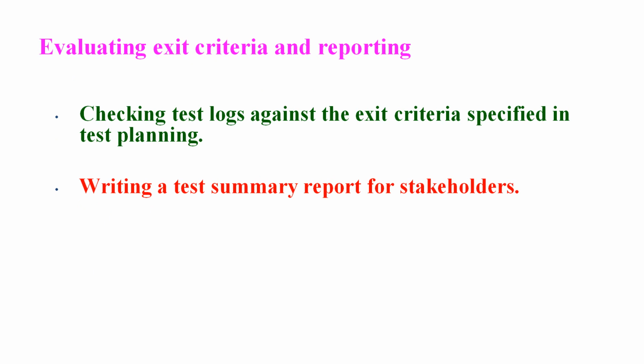Evaluating the exit criteria and reporting. So you have to evaluate the exit criteria, that means deciding when to stop testing. Check the test logs against the exit criteria specified in the test plan documentation. That means the exit criteria has to be defined in the test plan documentation. What do you mean by criteria? The meaning of criteria is nothing but conditions. Exit criteria means when to exit the testing. That is called exit criteria. And then reporting. So what is reporting? Writing a test summary report for stakeholders. So about this testing, you have to write the test summary report, right?